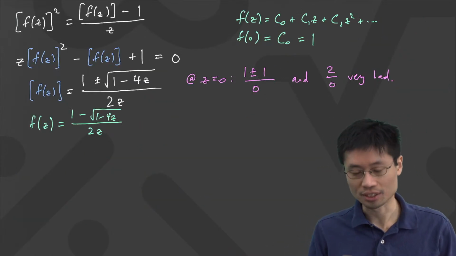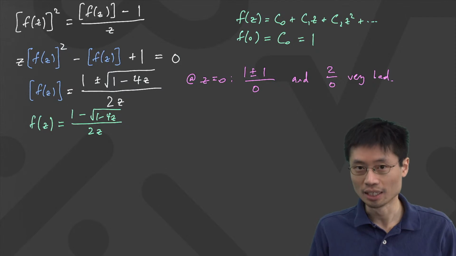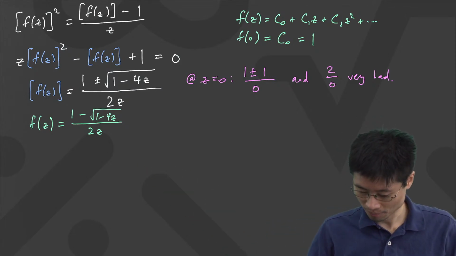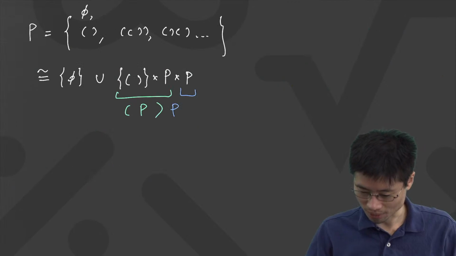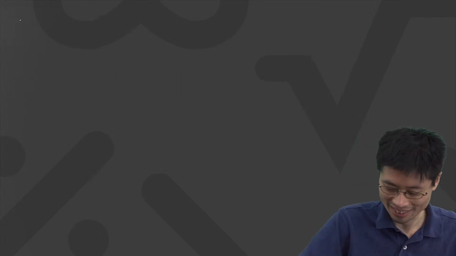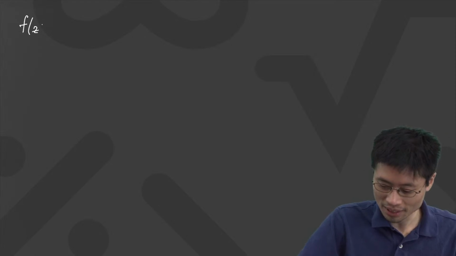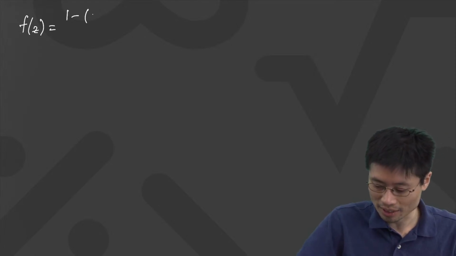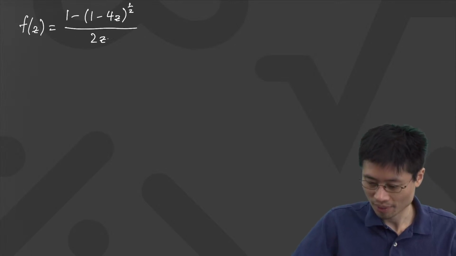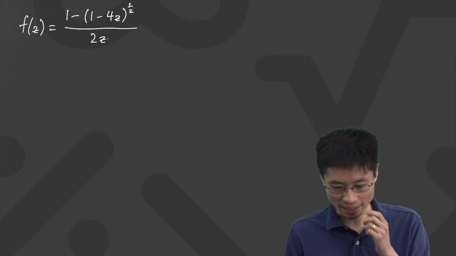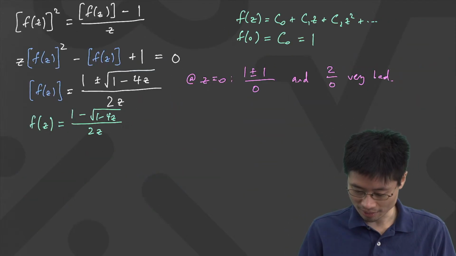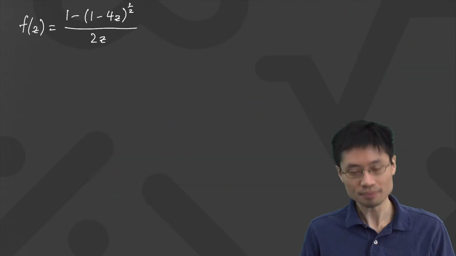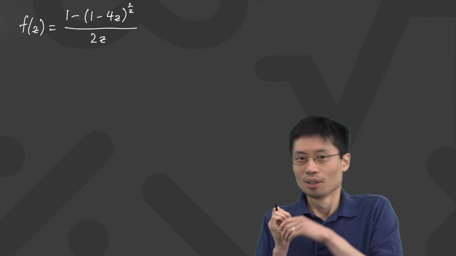So back to the generating function, we have f of z equals 1 minus the square root of 1 minus 4z, all over 2z. I'm going to rewrite that on the next screen. f of z is equal to 1 minus, and I'm going to write it with a fractional exponent, 1 minus 4z to the power 1/2, all over 2z. Let me go back and double check. I think that's what we had: 1 minus the square root of 1 minus 4z, yep, over 2z.